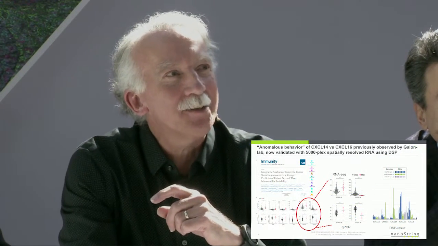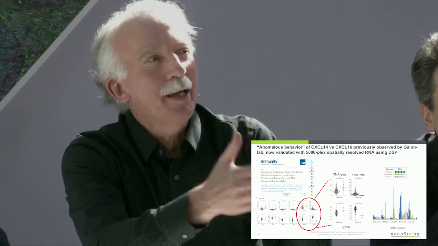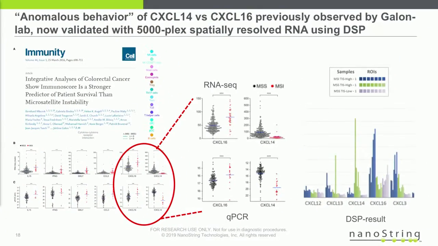So what I did is I actually looked into Jerome's original publication. There it is, the Immunity paper in 2016. And look at those anomalies. It's actually a very interesting effect that happens in these tumors, these MSI high and low tumors. And I don't have time to go into the biology. But normally the microsatellite unstable ones are all hyped up in the chemokines and cytokines. But one of them runs backwards. And the one that runs backwards is CXCL14.